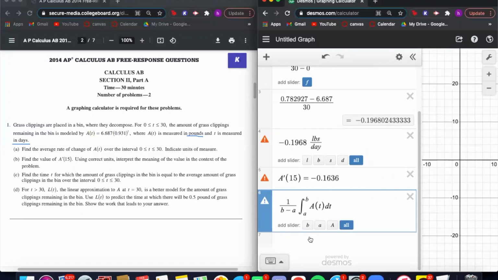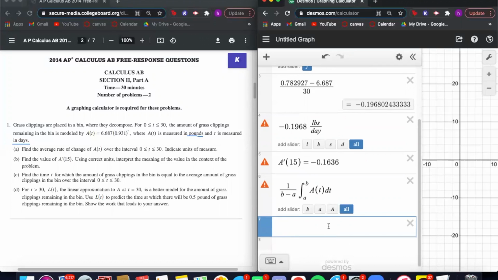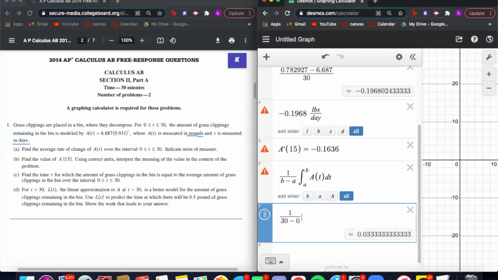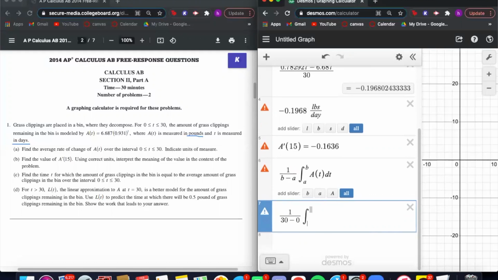Now all you have to do is plug in a and b. We know that b is equal to 30 and a is equal to 0. So it's going to be 1 over 30 minus 0, with 0 on the bottom bound and 30 on the top. And A(t), when we look back at the beginning of the problem, they give you as an equation. So we're just going to plug that equation into the formula.